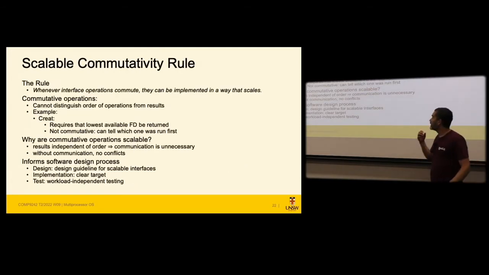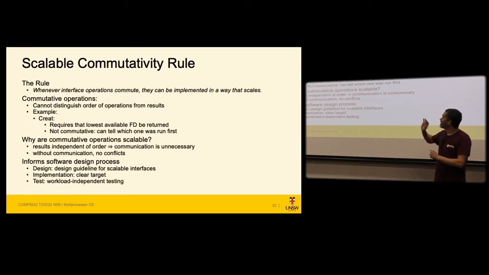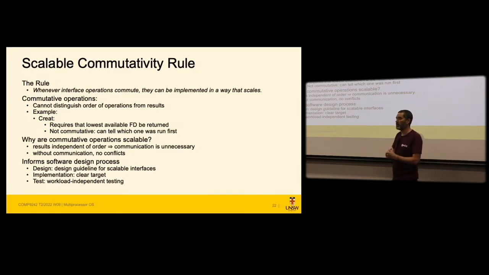The rule is that whenever interface operations commute, they can be implemented in a way that scales. So what does it mean that operations commute? It means that you can't distinguish the order of operations from the results. If you have operations A and B, then based on the results of running A and then B, you can't tell which one was run first. You can't tell whether A was run first and then B, or B and then A. And if the API has that property, then those operations are commutative, because you can run them in any order and you'll still get the same results.